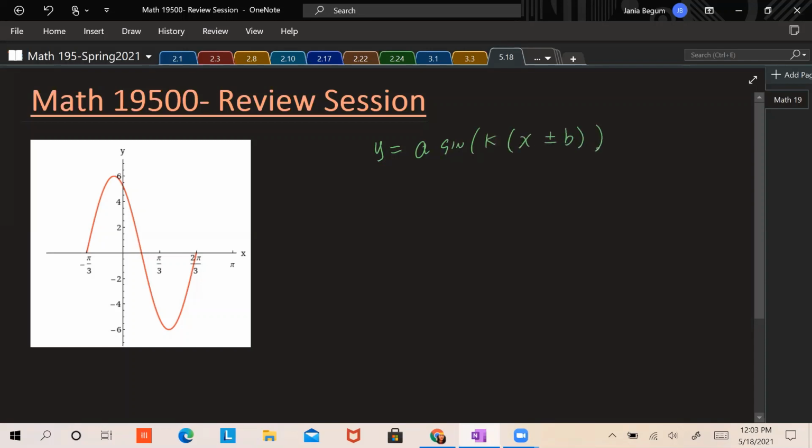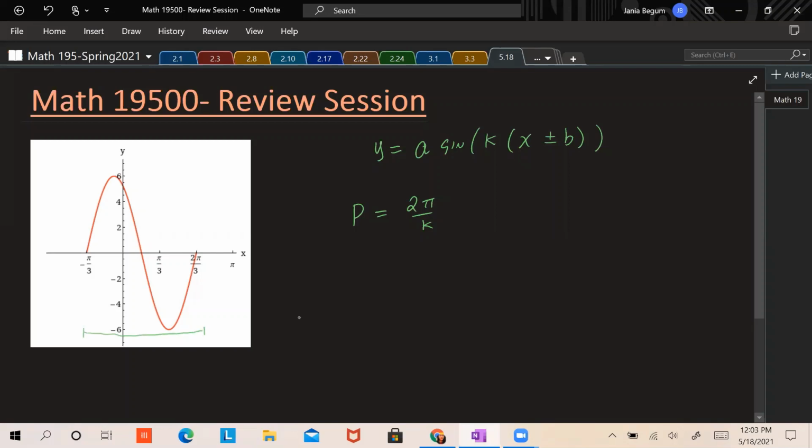where k is the frequency of this function and b represents a horizontal shift left or right. Now if we want to find the k value, k can be given by the formula p equals 2 pi over k, where p represents the period. So if I want to find p for one cycle of this function, I just need to find the length from here to here, because that's one complete period.